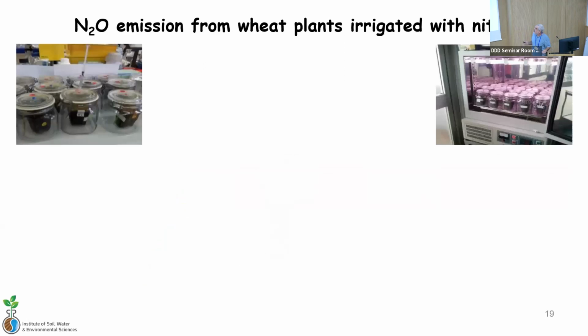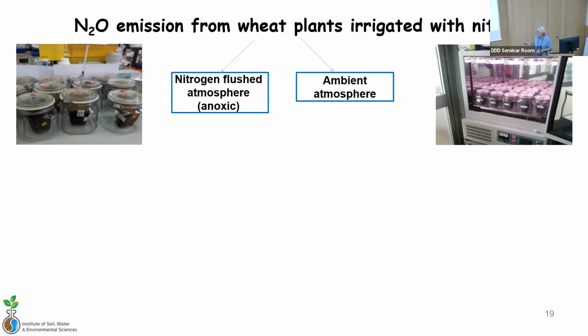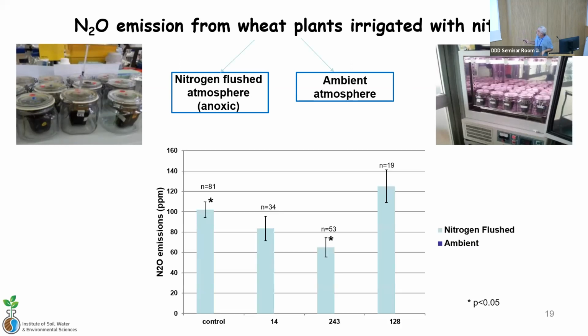And we did it in 2 completely different conditions. One of them is in ambient atmosphere that includes some oxygen, and bacteria will not do denitrification if they have oxygen, so this is not promoting denitrification. But she also removed the oxygen using nitrogen. It's not the nitrogen in the experiment, it's just nitrogen to flush the oxygen out. So this is anoxic conditions, and these are ambient conditions.